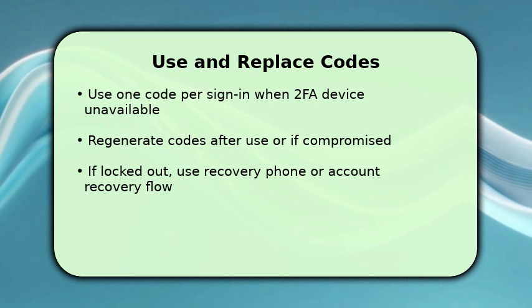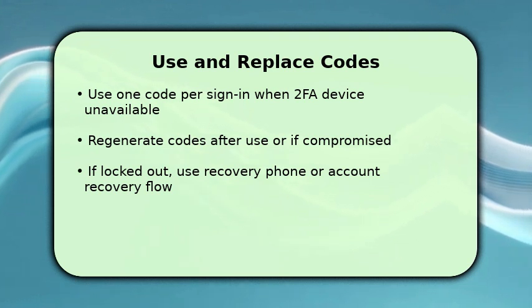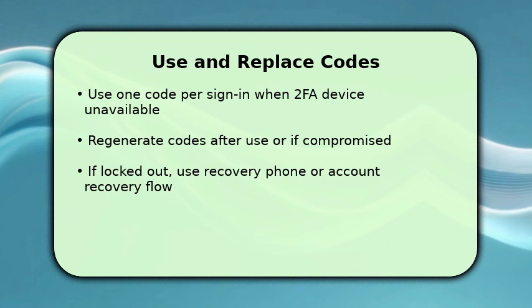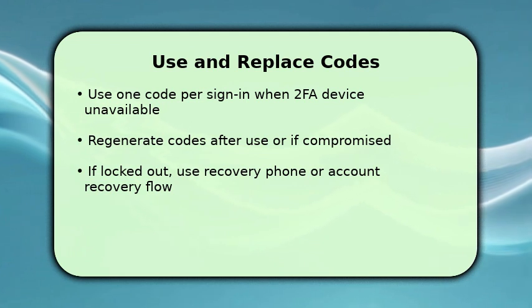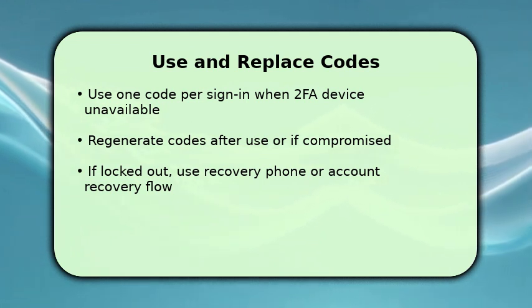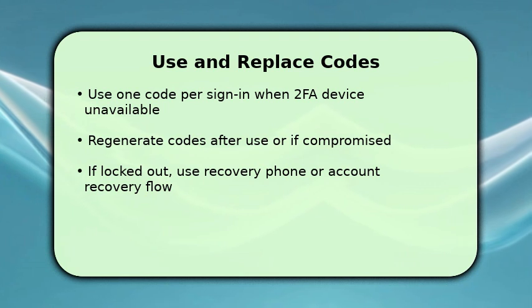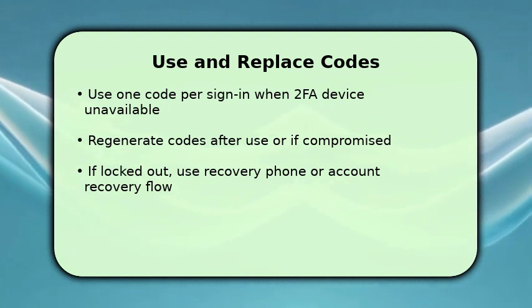This invalidates previous codes. If things go wrong and codes don't work, try your recovery phone or the account recovery flow. Make sure to act quickly and follow prompts to verify identity. One key troubleshooting tip: if codes fail, regenerate and use a recovery phone to regain access.